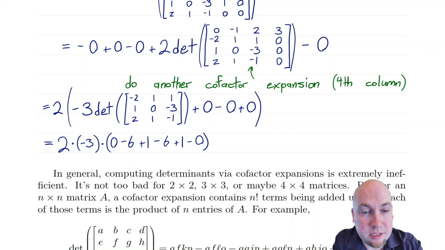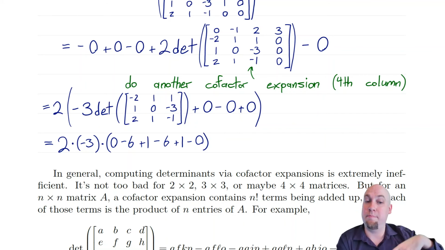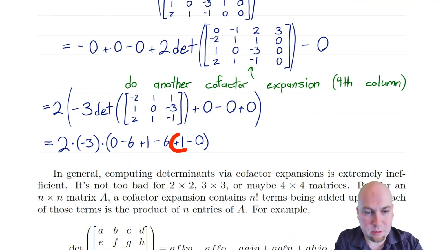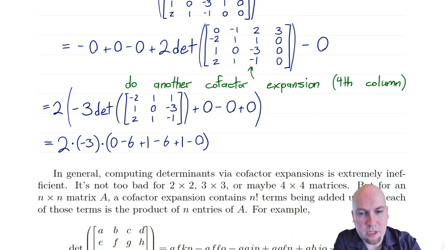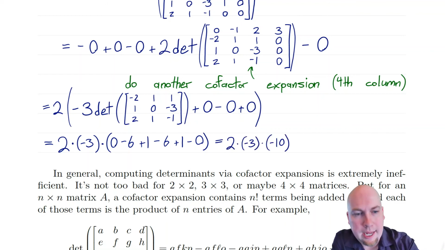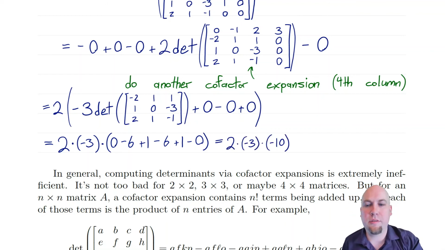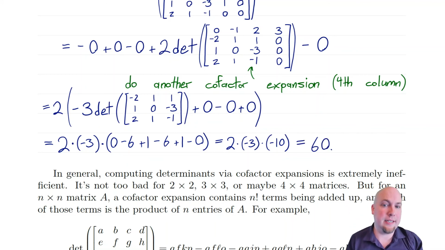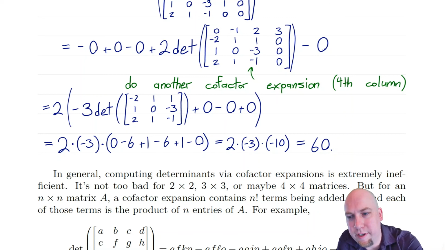So let's see, minus 2 times minus 3 times 1, that's 6, but I'm subtracting it because it's backwards. And then 1 times minus 1 is minus 1, but I'm subtracting it so it becomes plus 1 because it's backwards. And then a 0. Okay, and then you just add up all this and then multiply by 2 and minus 3. And what do you get at the end of the day? You get 2 times minus 3 times minus 10, and altogether that's 60. All right, so that's our final answer.